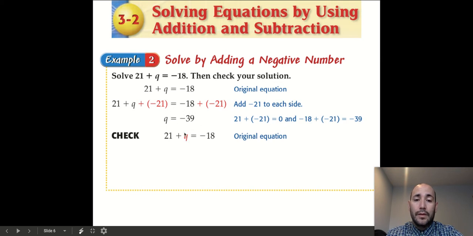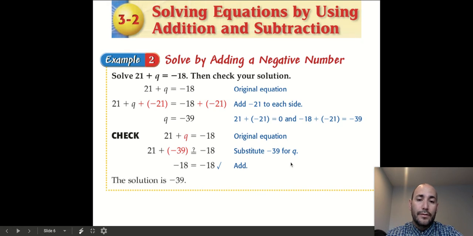So I'm going to substitute negative 39 in for q there. Right? So I replace q with negative 39. And then the question is, 21 plus negative 39, does it equal negative 18? Because if it is the answer, it should be equal. And if we do the math, it does give us negative 18. So both sides give us negative 18. So that means our equation is true when we use q equals negative 39 as our solution.